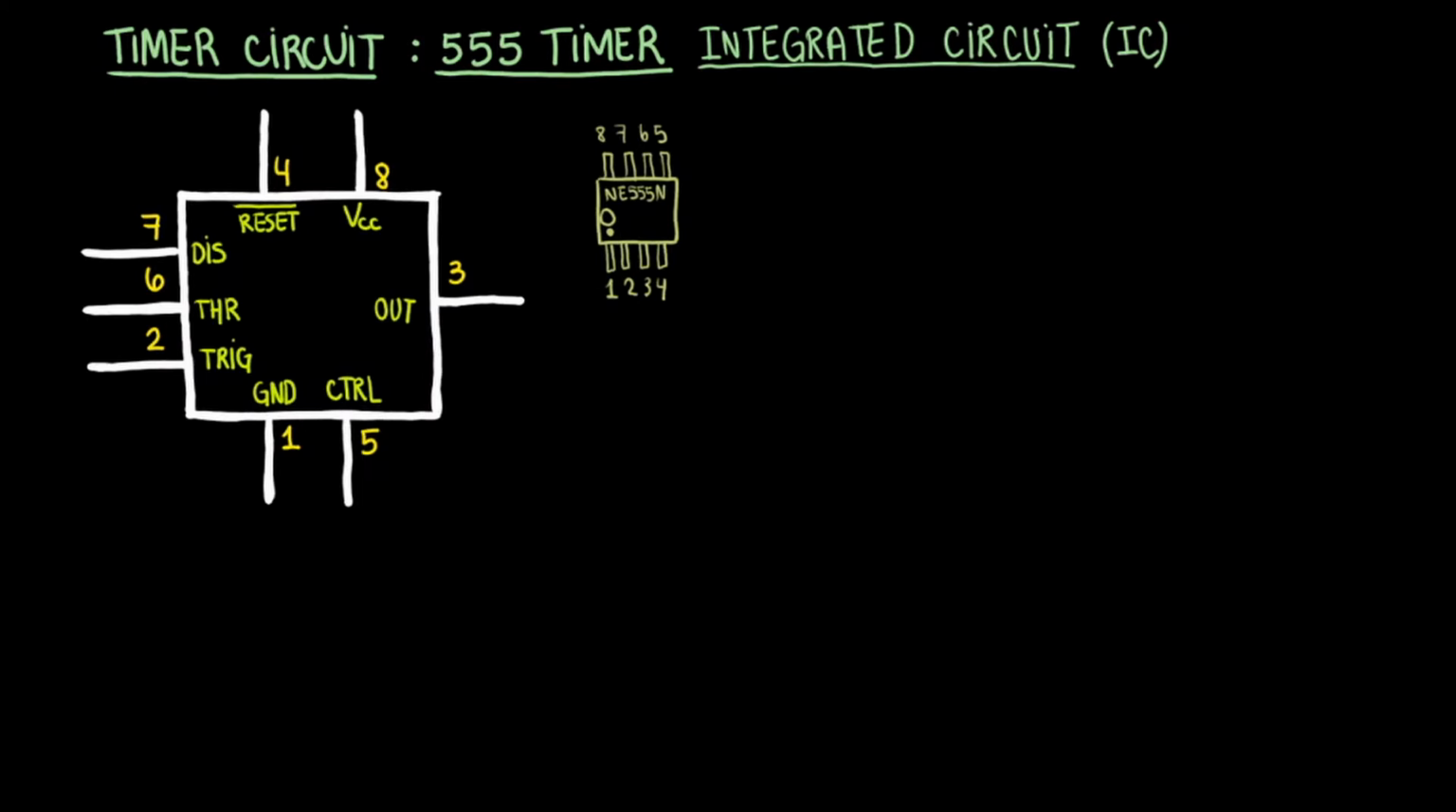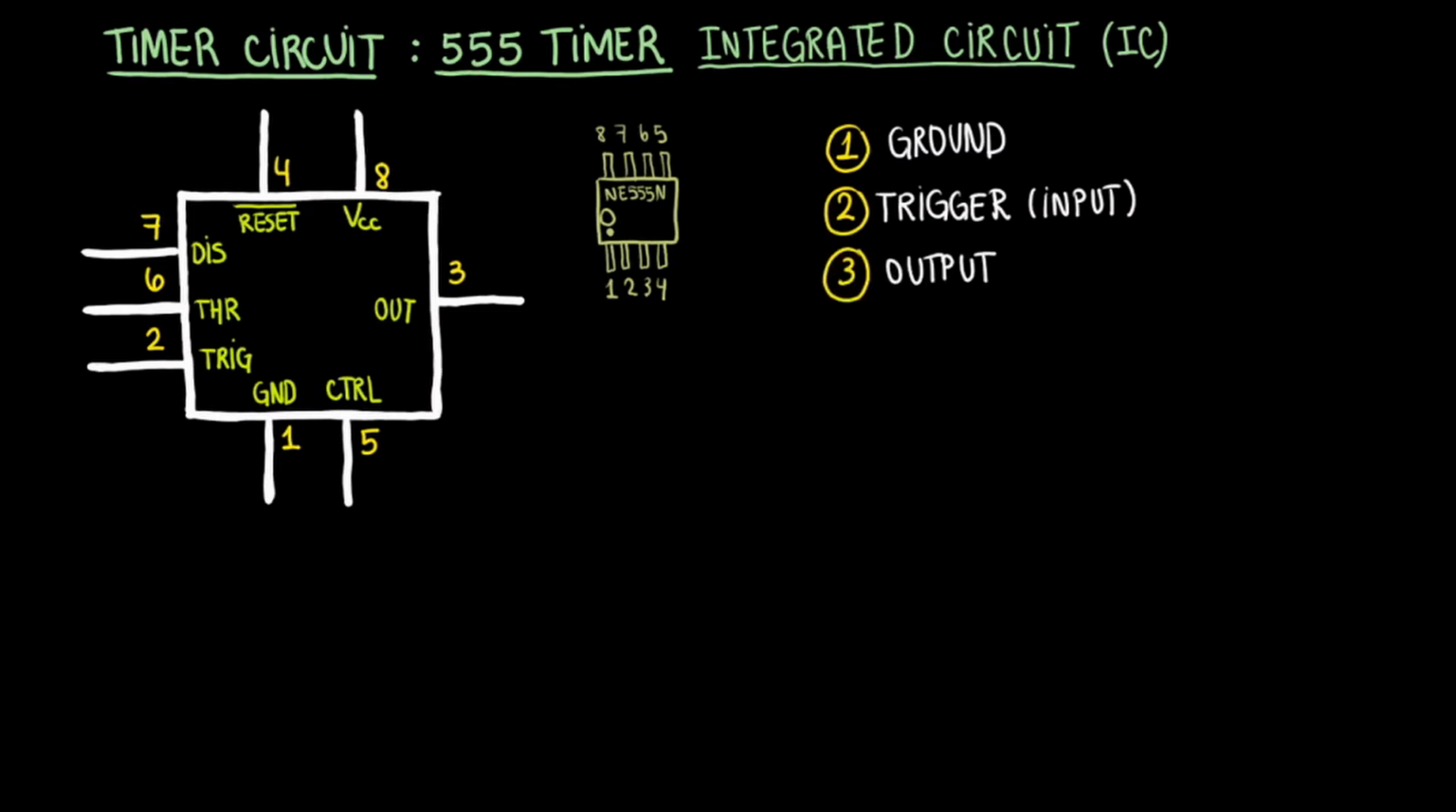At 1, we have the ground, which is where we quite literally ground the integrated circuit. At 2, we have our trigger, which is basically our input that determines when the output will go high. At 3, we have our output, which can either go high or low. The output voltage will be determined by the power supply. At 4, we have the reset pin. It is also known as the active low input, which can bring the output to low from being high. The bar above the reset word is a negation bar, meaning that when you press reset, the output goes low.